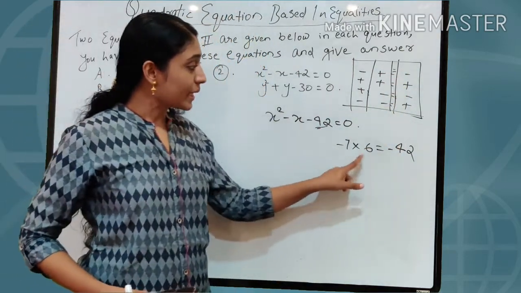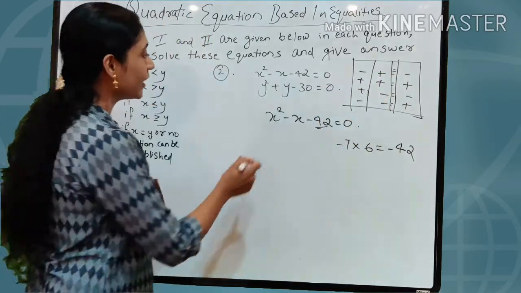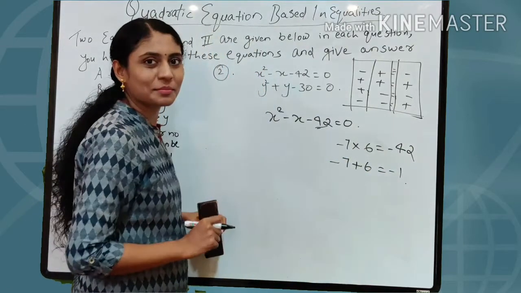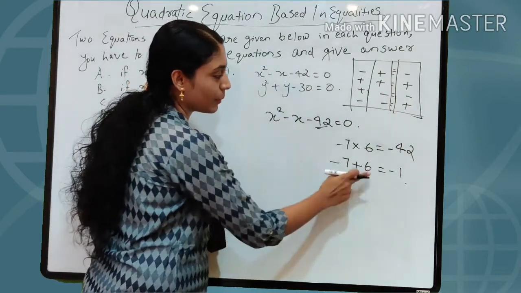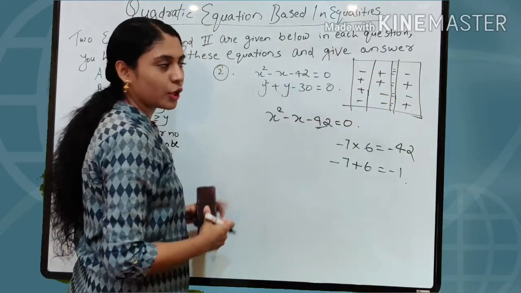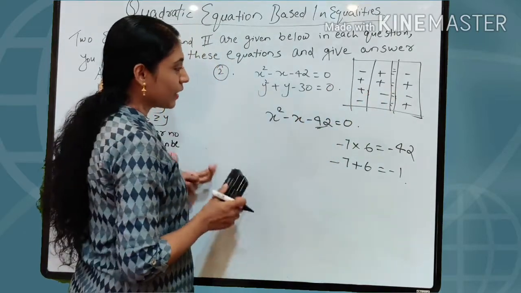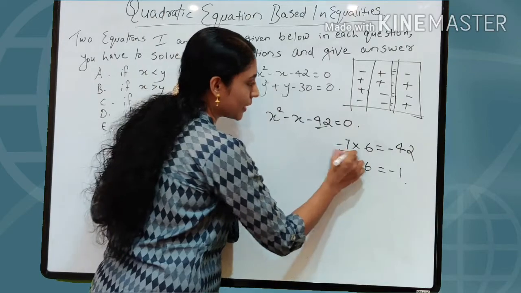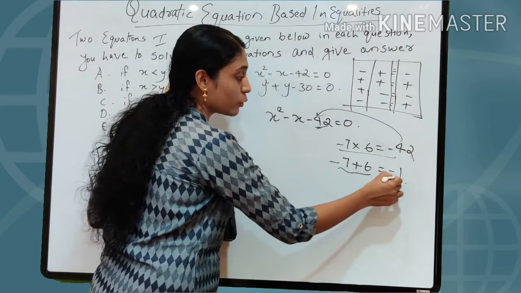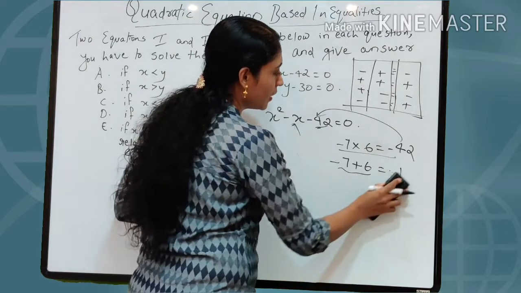And here, when we do minus 7 into plus 6, it is minus 42, because minus and plus is minus, right? And when we do minus 7 plus 6, it is minus 1, that is the middle term. Understood? Because when one minus and one plus come, it is minus. From this table, we know. You have to learn this by heart. I'm sure you know this concept of plus and minus. When we do multiplication, we will get minus 42, which is the constant term. And minus 7 plus 6 is equal to minus 1, and that is the middle term. Understood?